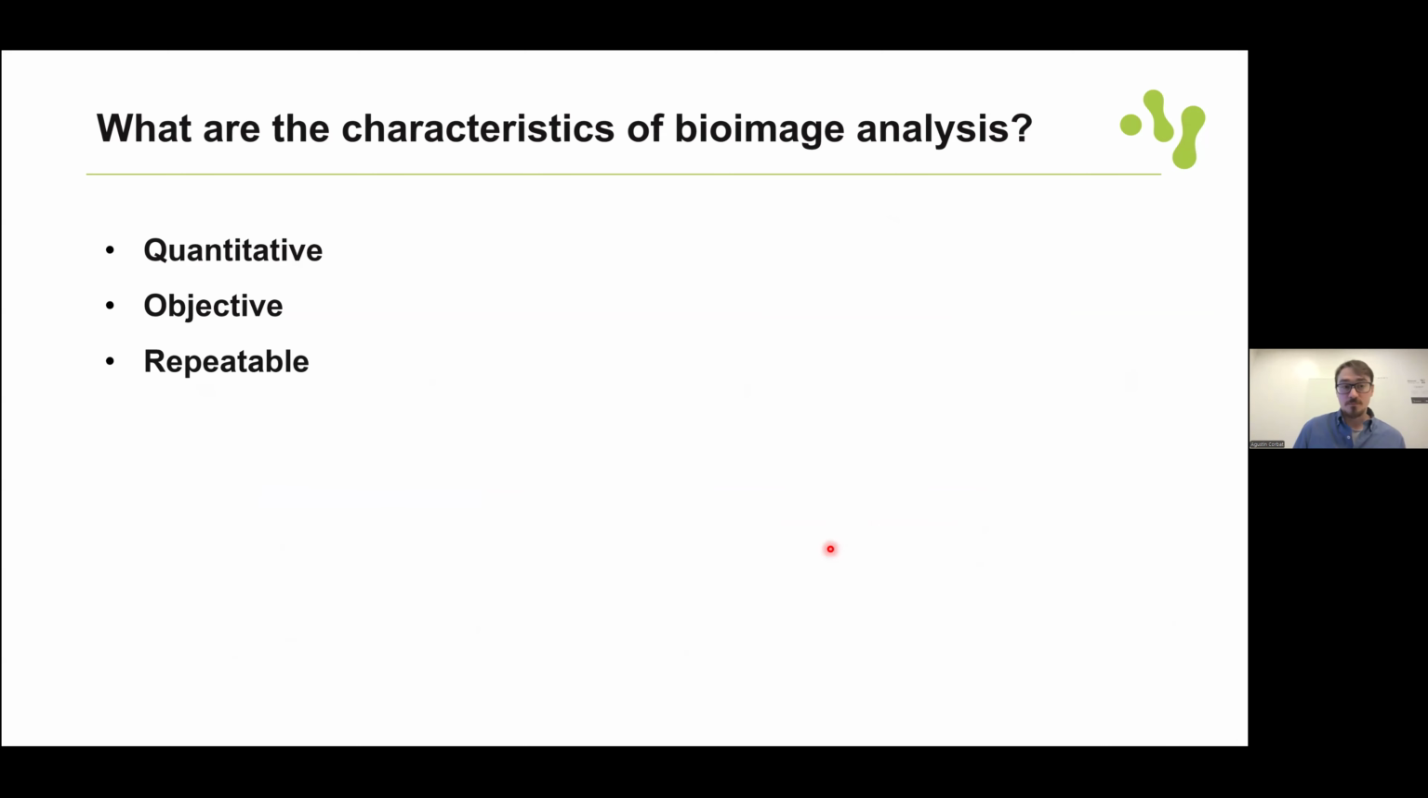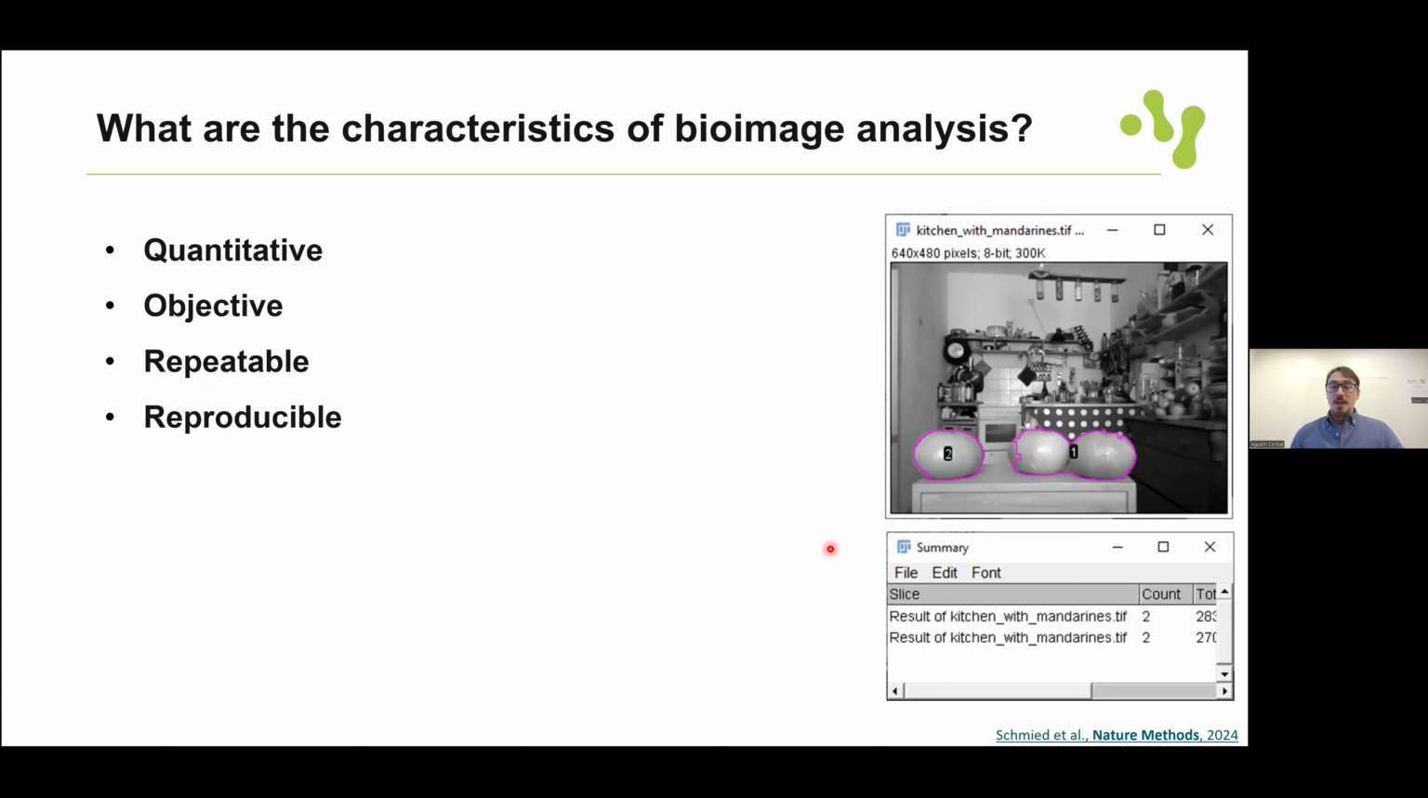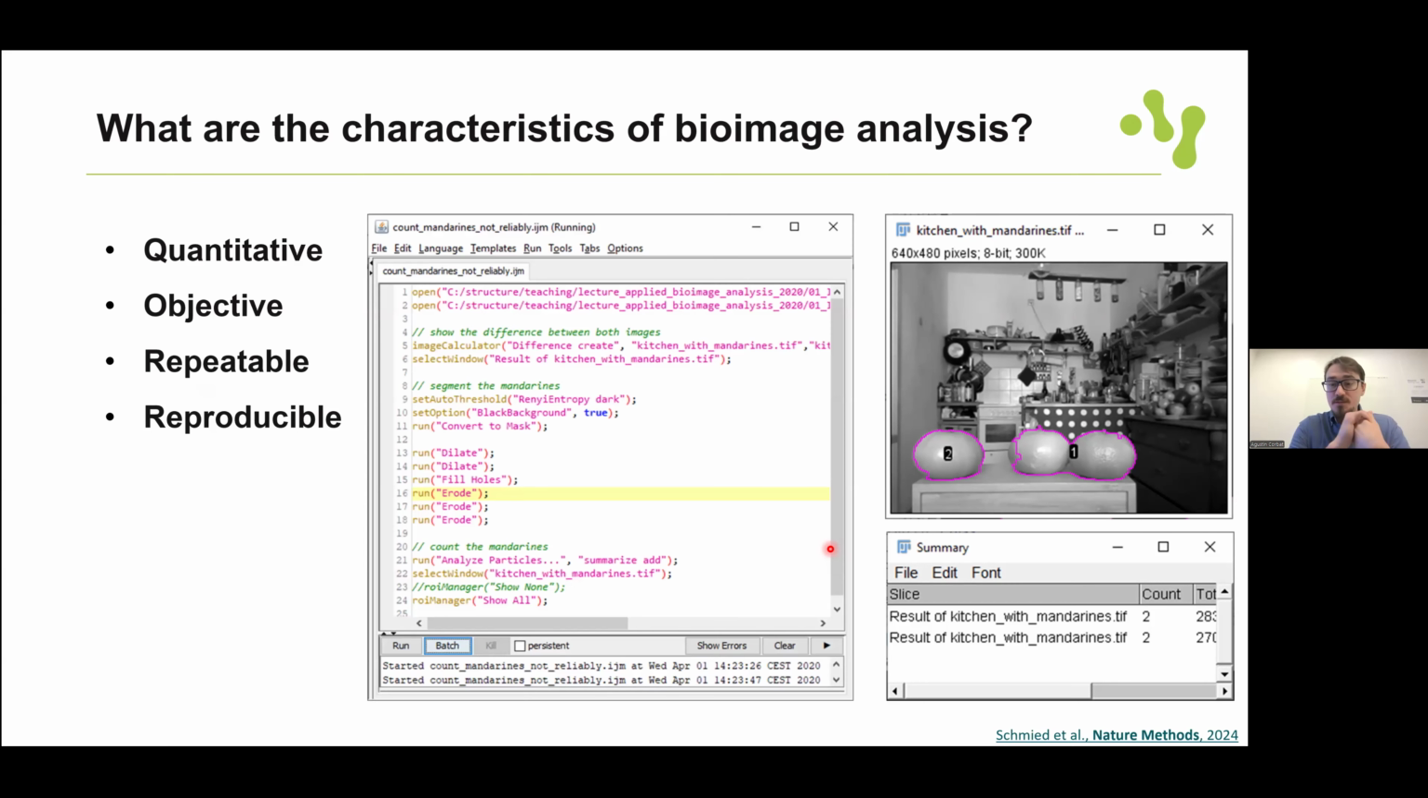Following this, we would like it to be repeatable. If we start from the same raw data, we want to be able to end up with the same output. And we would also like it to be reproducible. One way of doing this is what we have done before: just describing it on a step-by-step basis in materials and methods. We can also write a script like this one to share it, and then publish it with our publication.